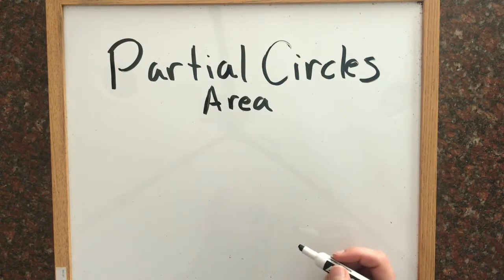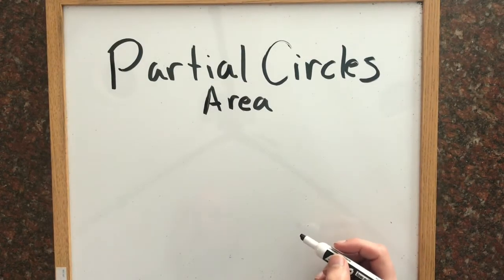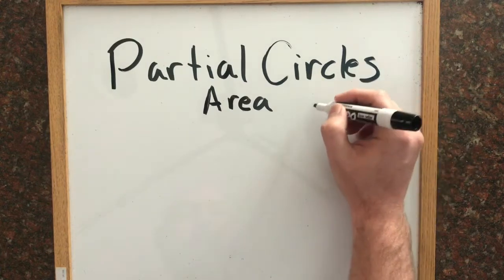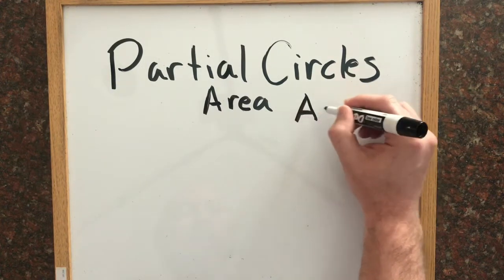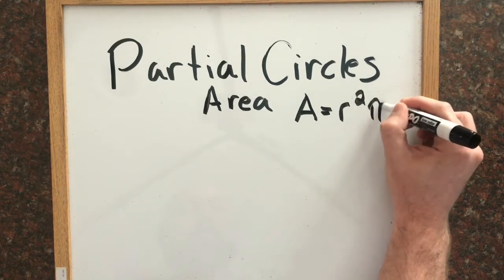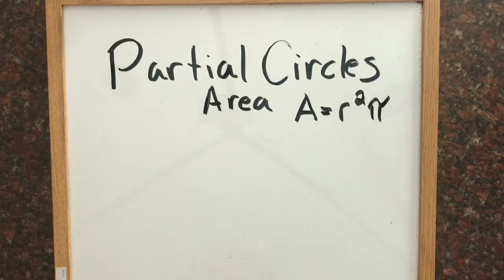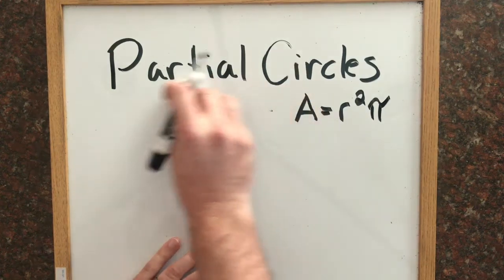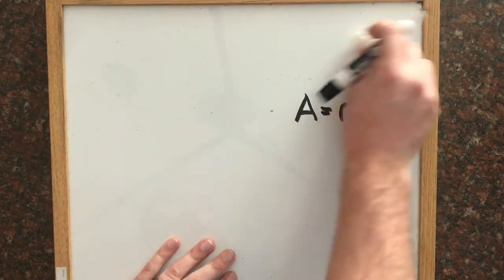Just a quick reminder, the area formula is what we're going to need for circles. Remember, area for a circle is: take the radius, square it, and multiply it by pi. All right, so let's take a look at our first example.